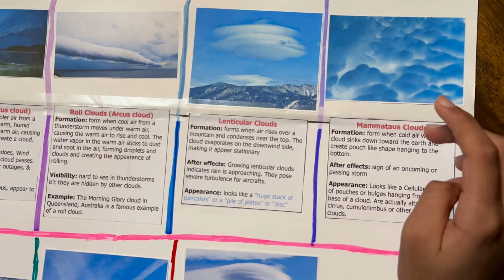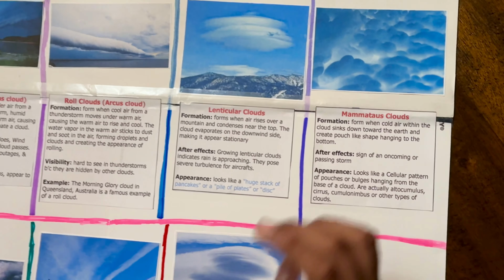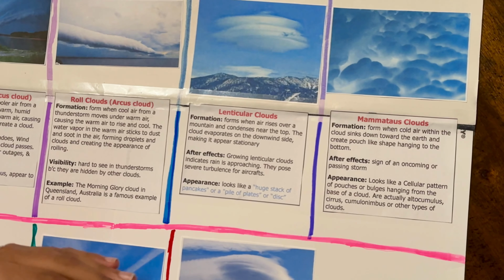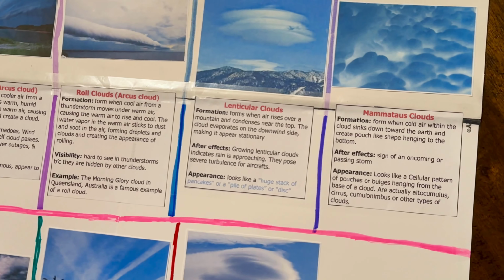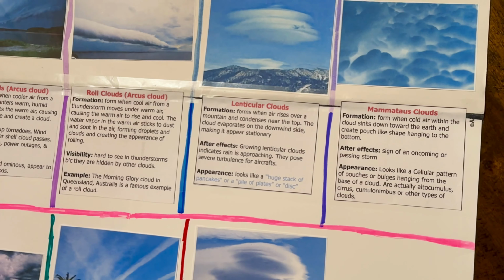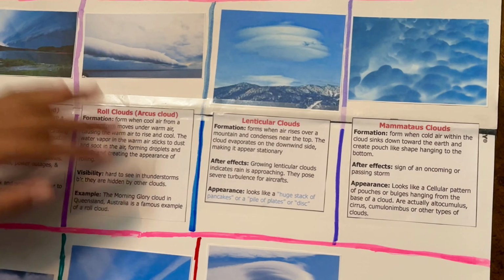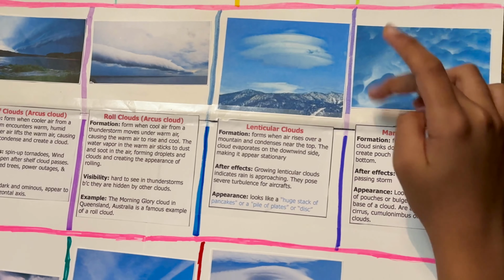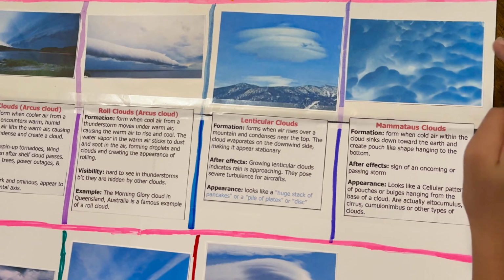Then there's mammatus clouds. Mammatus clouds also involve hot air rising and cold air sinking. However, when the cold air sinks, the hot air is rising at the exact same time, which then creates small pouches. These small pouches fall down, which then create these mammatus clouds over here.